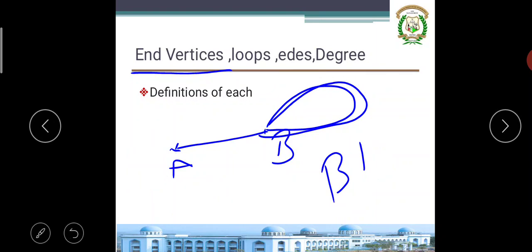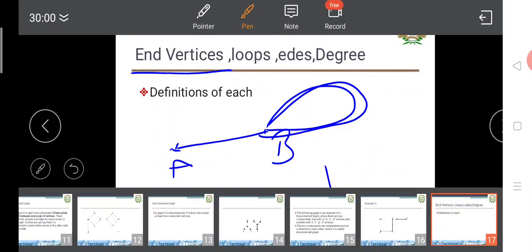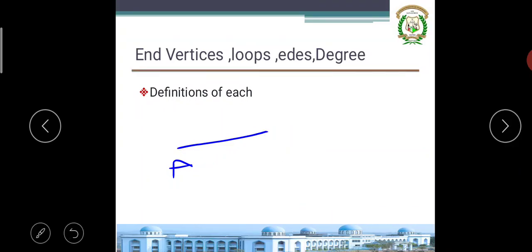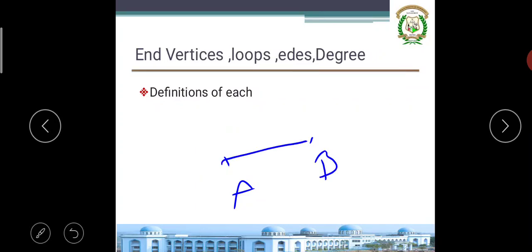Next one. First, vertices we know, end vertices same, edges we know. Vertices connected by edges, we know those things. So this is a graph. A, B are vertices. This is the edge. A, B is an edge. If it is a directed graph, we mention the direction. Next, the loop we understood. From one vertex to the same vertex, if an edge is there, that's called a loop.